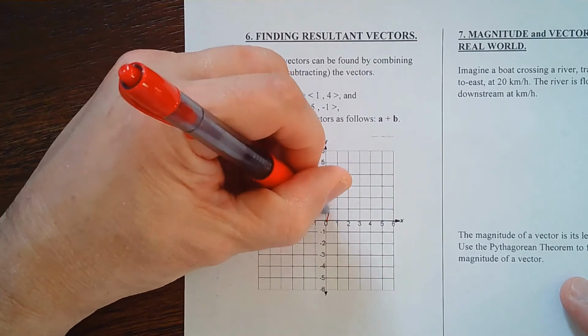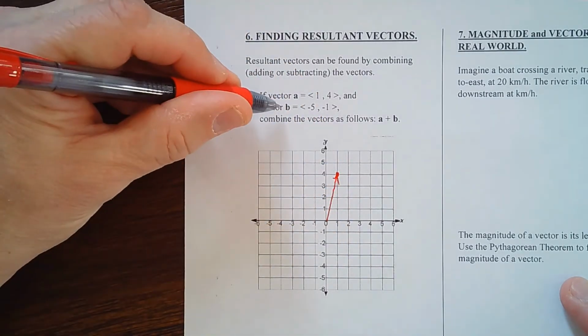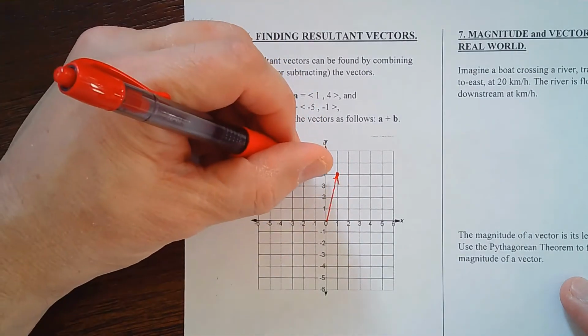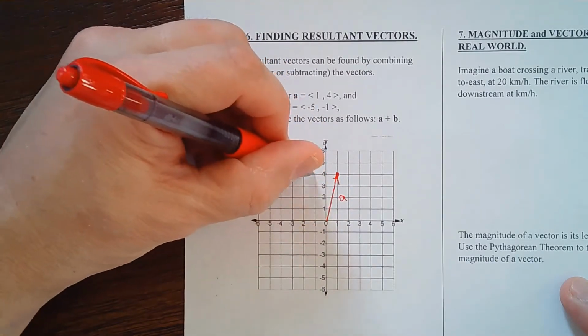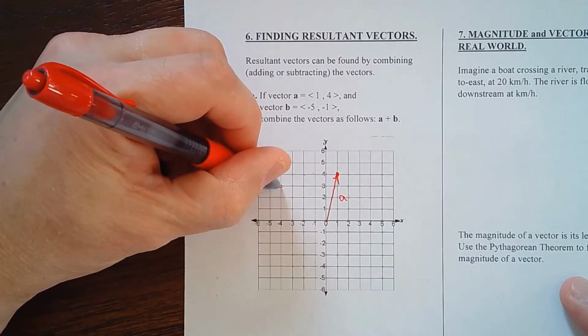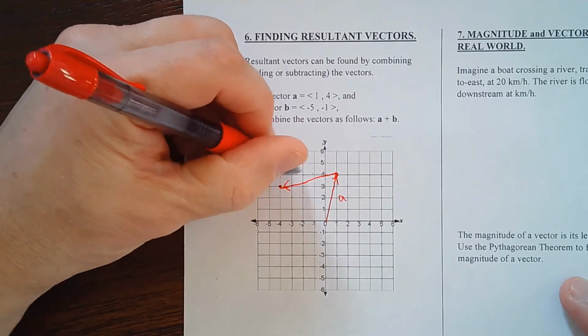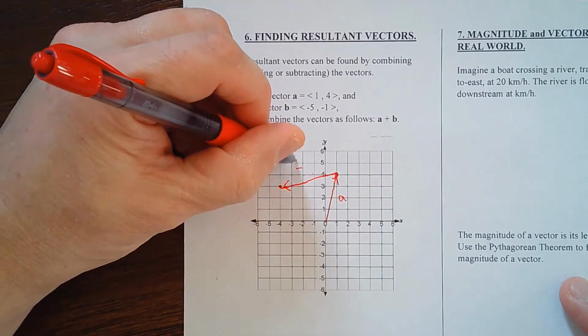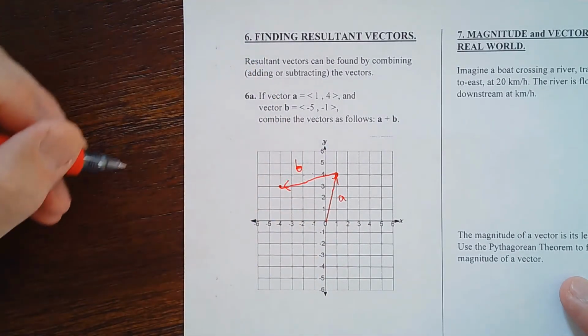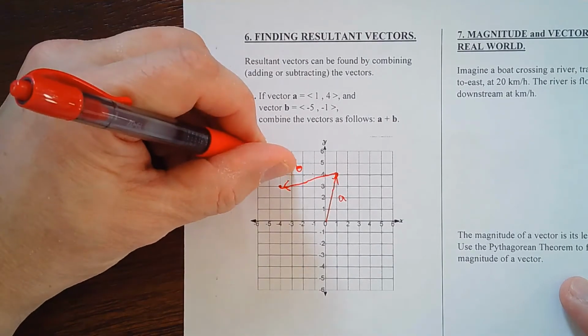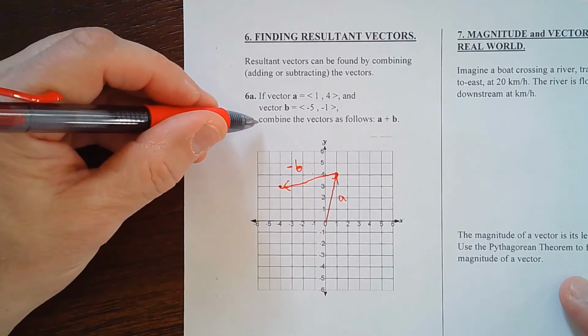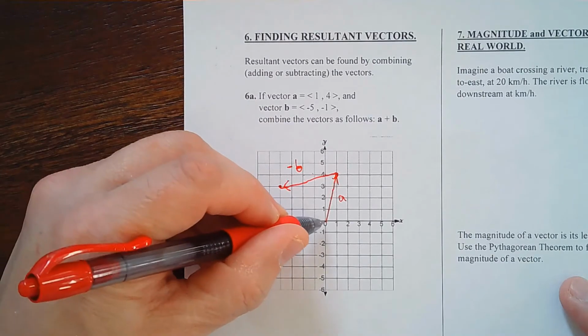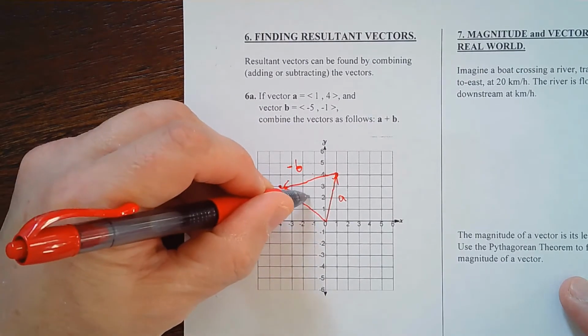So I draw it in like so. And vector B is minus 5, minus 1. So 1, 2, 3, 4, 5, and down 1. So it looks like that. And we'll just call that b, or minus b if you wish. We can do that. All right, we combine the vectors a plus b. Now, let's draw in the resultant, call it c.